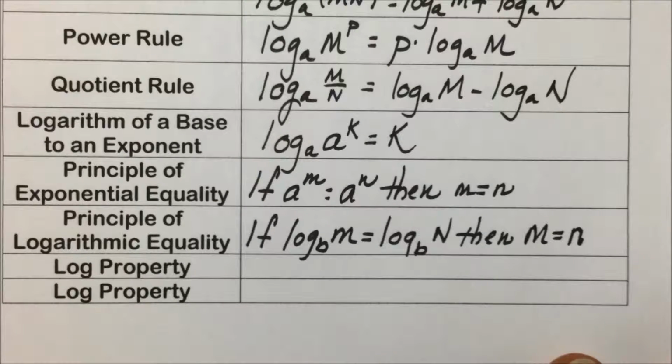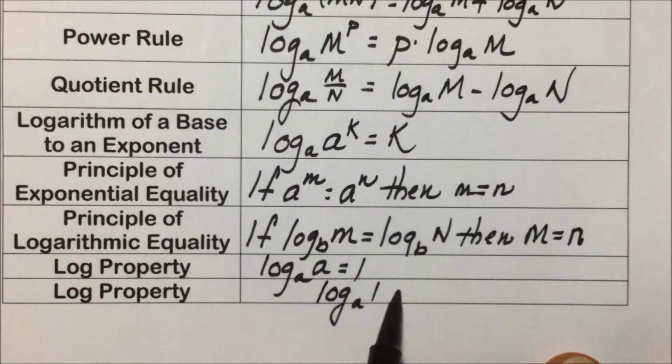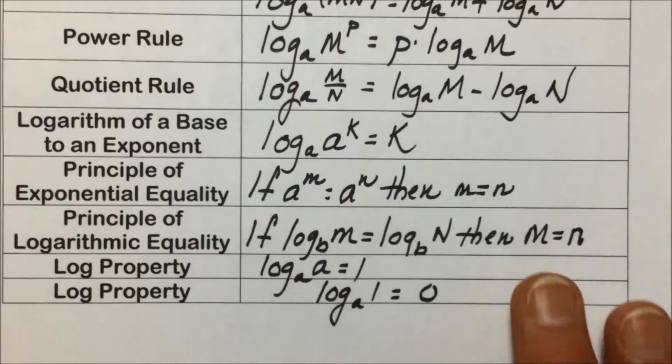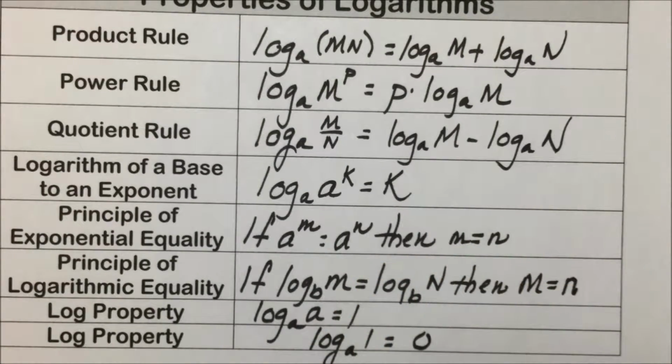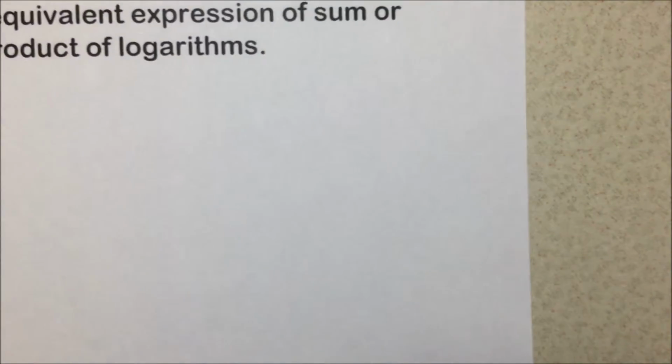Two other properties that go along with logarithms don't have a specific name. If you have log base a of a, it's equal to 1, and we can verify that by translating this into exponential form. Similarly, if we have log base a of 1, it's equal to 0, and we can see that in practice as well. So let's put these logarithmic rules into play.